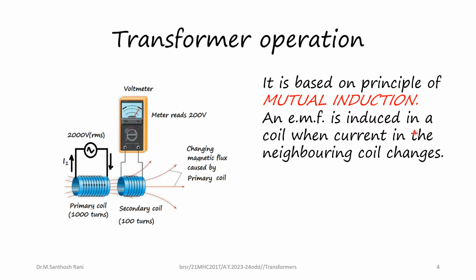So an EMF is induced in a coil when a current in the neighboring coil changes. The transformer works with alternating current supply only, which is alternating in nature, with a positive and a negative half cycle. The AC voltage is changing with respect to time. So a change in the flux is also observed in the second coil, which induces a voltage in it. This is the principle of a transformer.